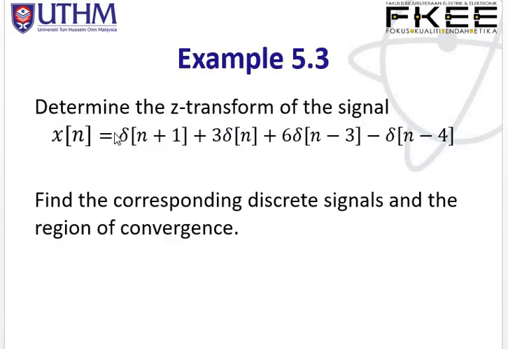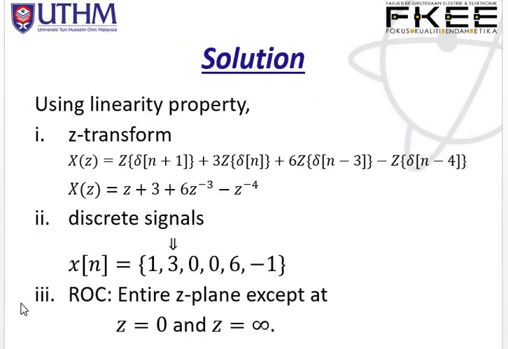Now let's look at the example. Determine the Z transform of the signal x(n) equal to delta(n+1) plus 3 delta(n) plus 6 delta(n-3) minus delta(n-4). Find the corresponding discrete signal and the region of convergence. By using the linearity property, the Z transform can be done like this: X(z) equals the Z transform of delta(n+1) plus 3 times the Z transform of delta(n) plus 6 times the Z transform of delta(n-3), where 6 you can take out because it's a constant, minus the Z transform of delta(n-4).